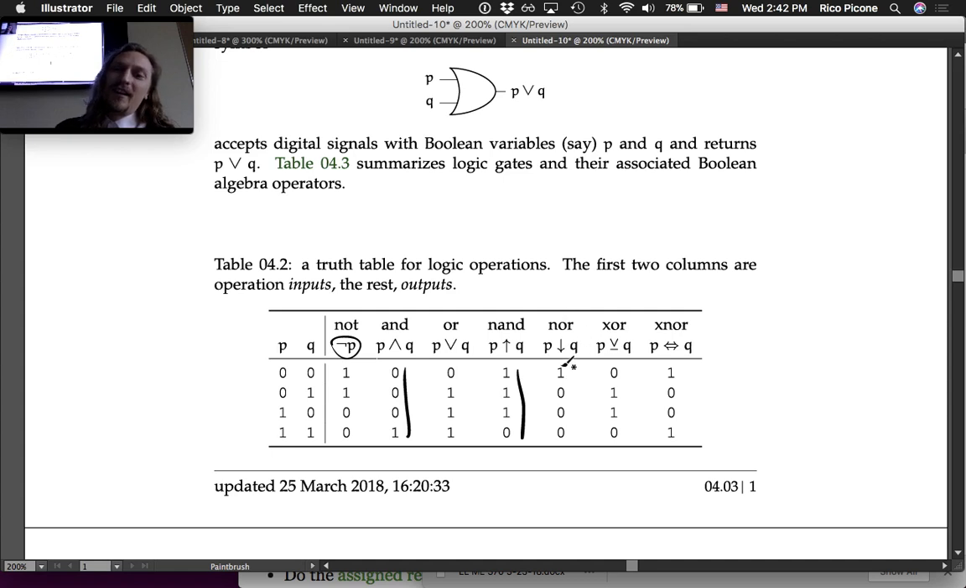NOR is not OR. So we have OR, 0, 1, 1, 1, and NOR is just not all of that. So 1, 0, 0, 0. Not too bad either. The last two freak people out a little bit, but it's not so bad.